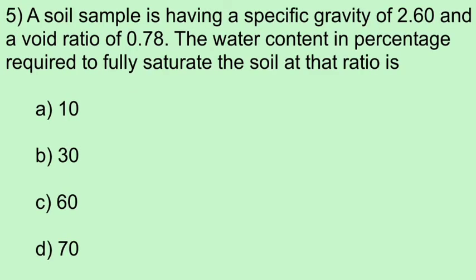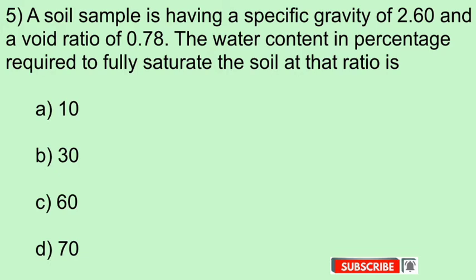Fifth question, a soil sample is having specific gravity of 2.6 and a void ratio of 0.78. The water content in percentage required to fully saturate the soil at that void ratio is: option A, 10; option B, 30; option C, 60; and option D, 70.